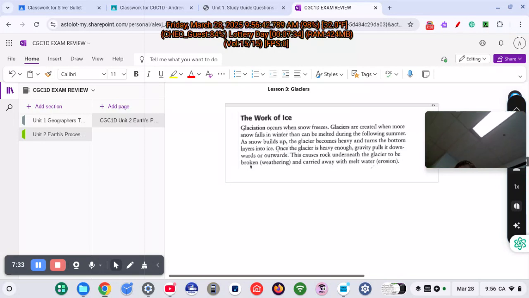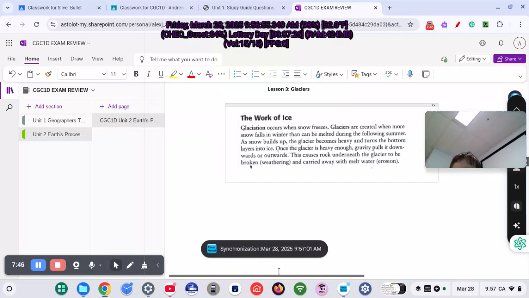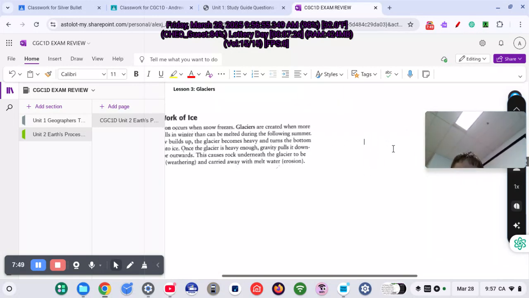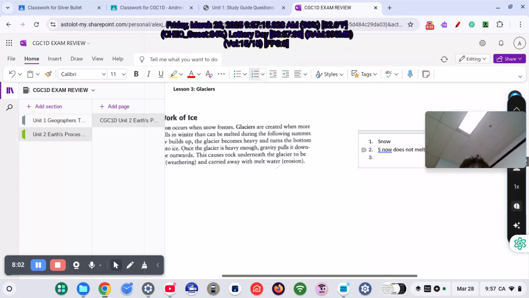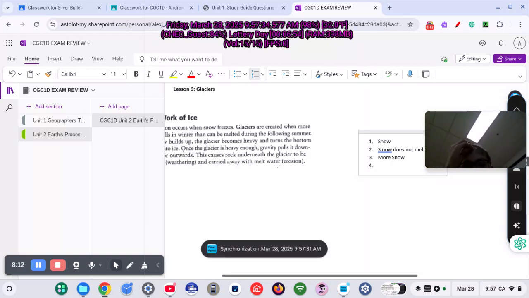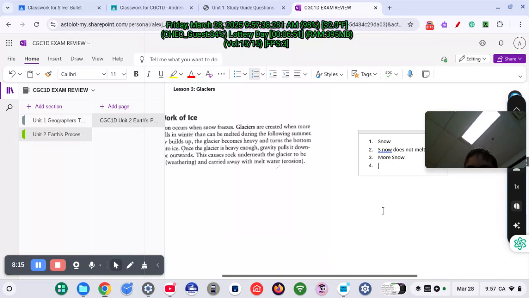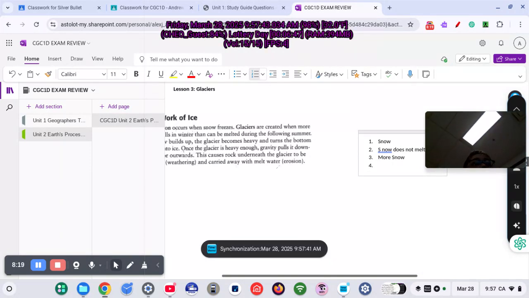All right. So let's put this in order. First we get snow. Number 2, snow does not melt. We get more snow. The fact that we've gotten more snow, what does it do? It is going to pile up and it's going to cause ice. Okay?